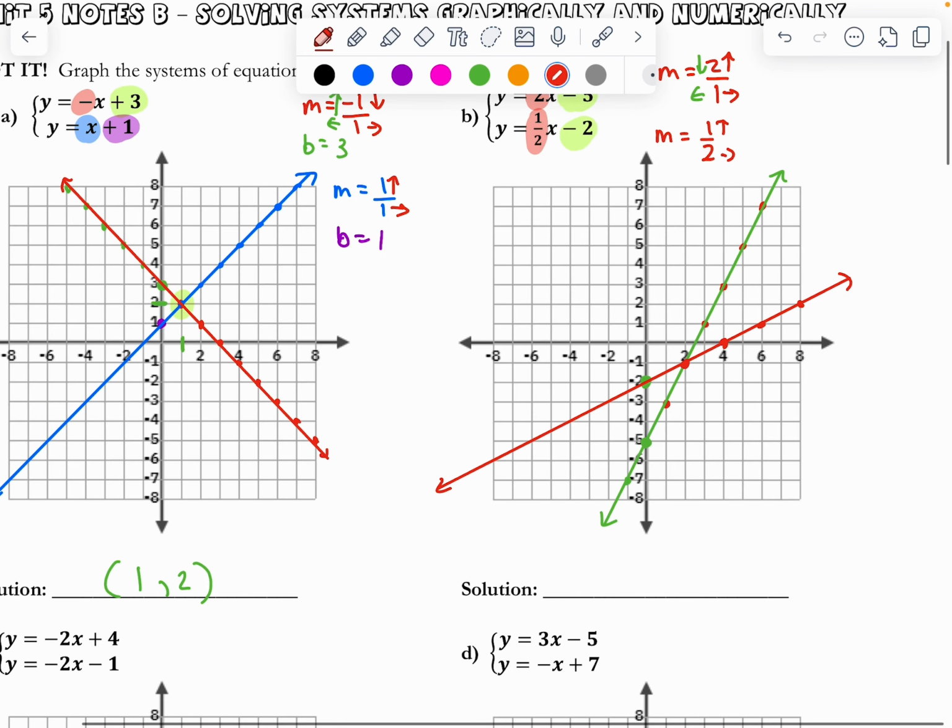So it looks like my point of intersection here is where x equals 2 and y equals -1. So 2 comma -1.